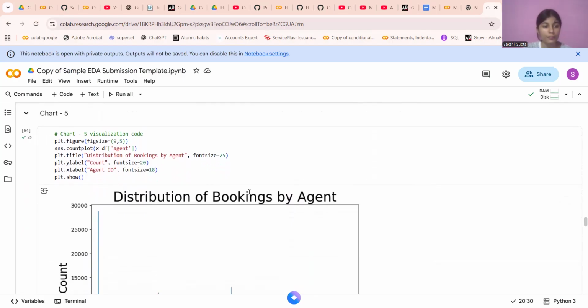Now moving to the fifth chart, that is distribution of booking by agent. In this, I have used the count plot chart.